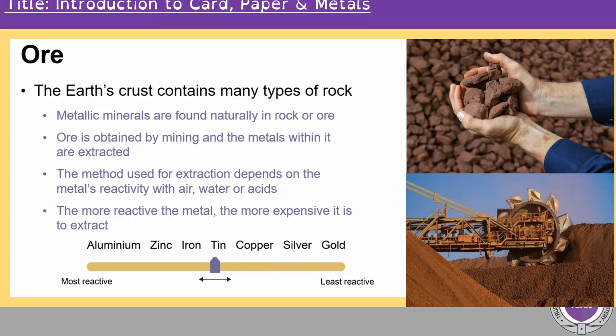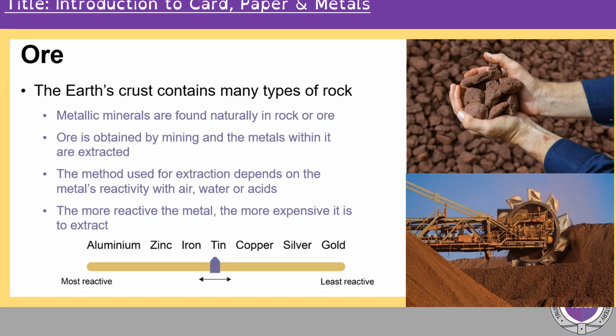So looking back now on metal, ore. The Earth's crust contains many types of rock. Metallic minerals are found naturally in rock or ore. Ore is obtained by mining and the metals within it are extracted. We talked about this earlier about smelting. The method used for extraction depends on the metal's reactivity with air, water, or acids. The more reactive the metal, the more expensive it is to extract.